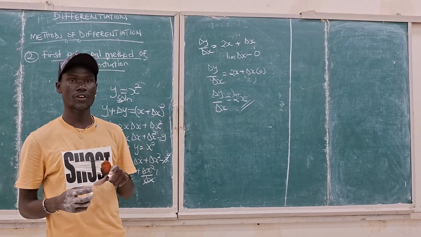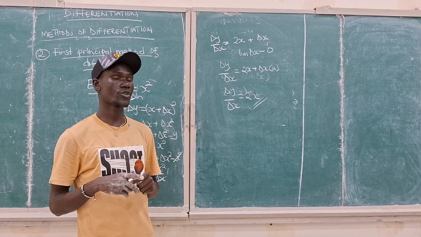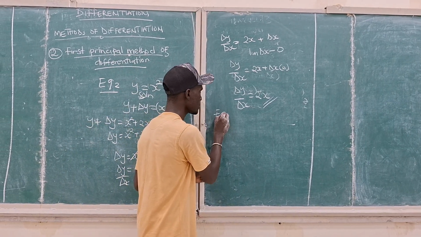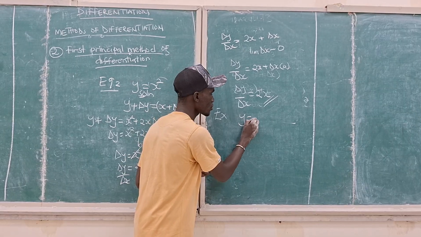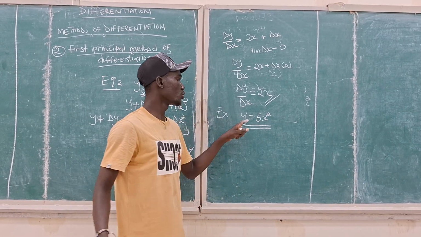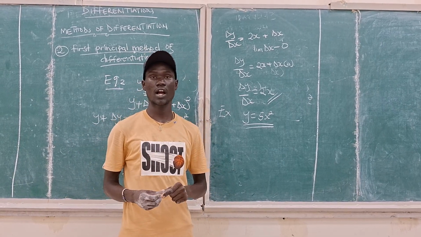Now I'm going to leave a work that is going to be example 3, and you're going to solve it and drop the answer in the comment section. Exercise: we say y is equal to 5x raised to the power of 2. You do this one and you put it in the comment section and I will come and see.